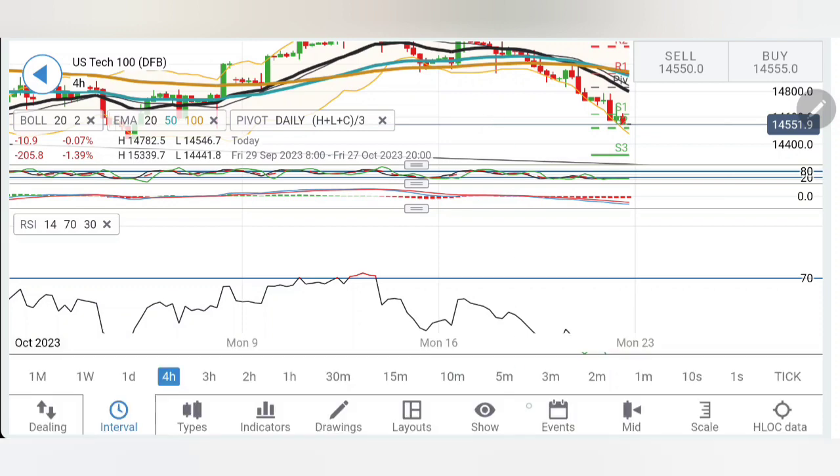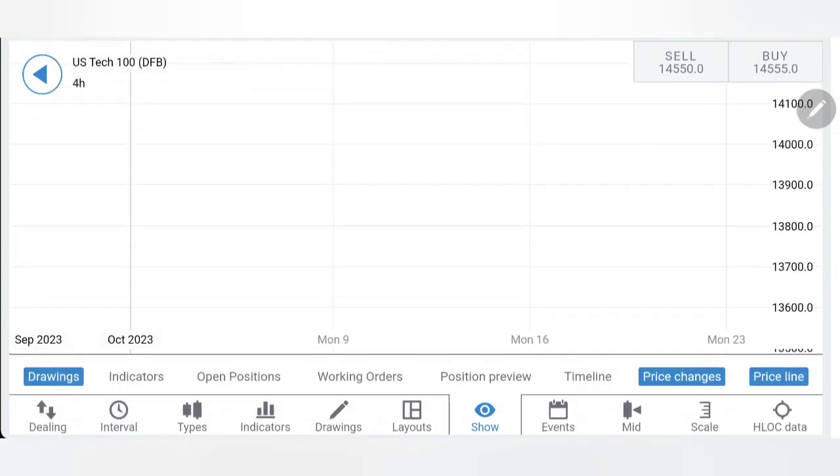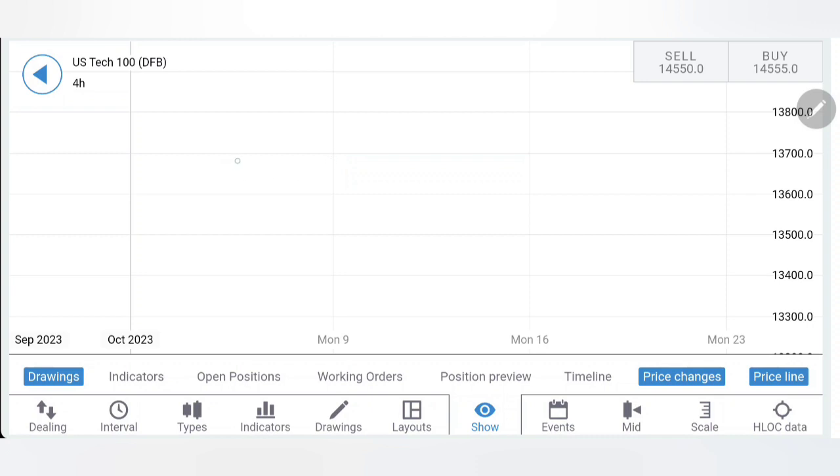Now we have seen the charts, we have seen the indicators. Time for me to define the trading strategy and levels so that you can trade profitably.